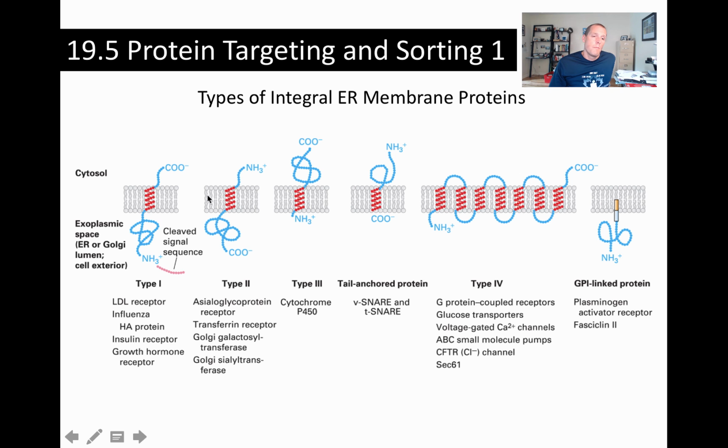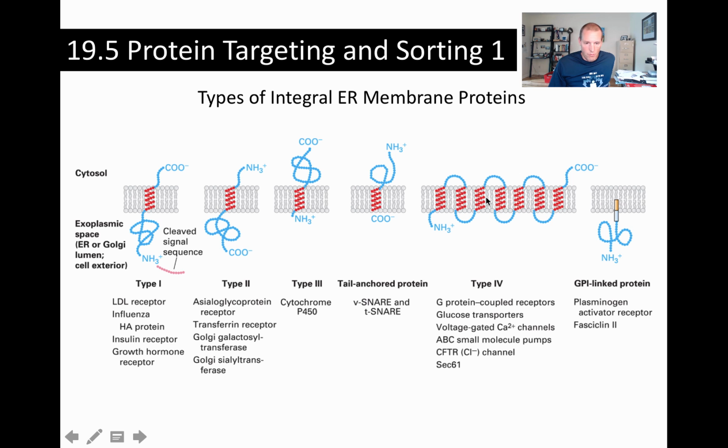Type 2 integral membrane proteins are the same, but they're reversed. So amino terminus in the cytosol, and then the carboxy terminus exoplasmic. Type 3 is a kind of variation of type 1. Type 4 is kind of a variation of type 2, and then type 3 with these 2 variants, and type 4 are these more complicated proteins which have multiple hydrophobic alpha helices, so they're multi-pass transmembrane proteins.